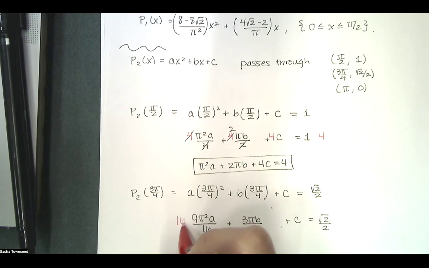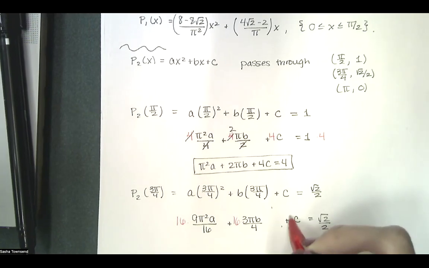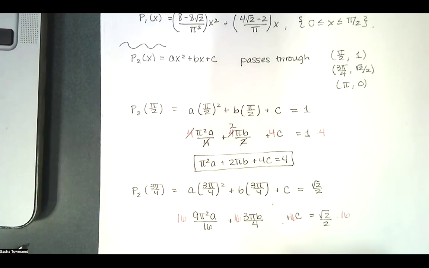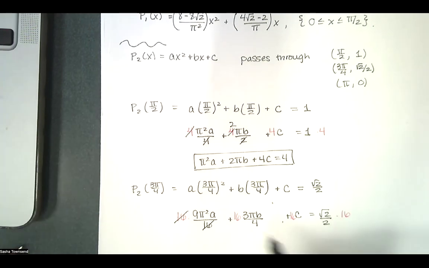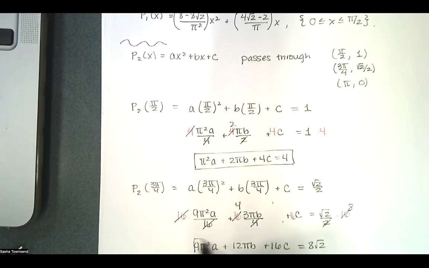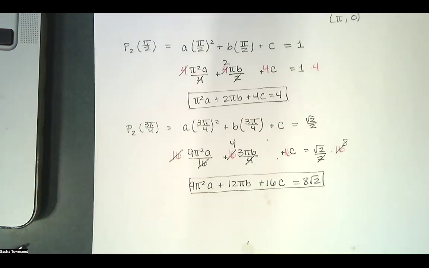Multiply by 16 here, and here, and here, and here. To simplify, 16 divided by 16 is 1, 16 divided by 4 is 4, 16 divided by 2 is 8. So we have 9 pi squared a plus 12 pi b plus 16c equals 8 times the square root of 2. So that's our second equation.